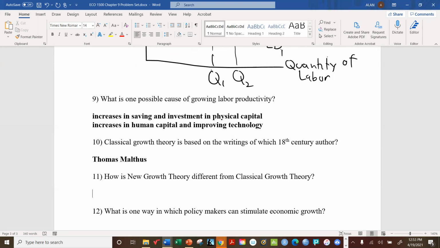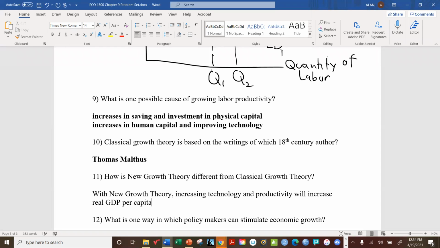Anyway, now with new classical theory, new growth theory, and this is coming later on when we have the benefits of seeing the Industrial Revolution in action. With new growth theory, increasing output, increasing technology and productivity will increase real GDP per capita, and therefore standards of living will rise.